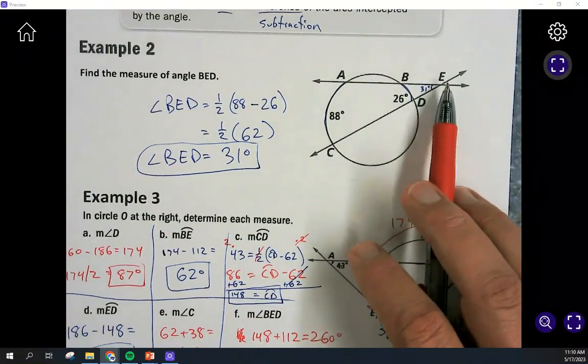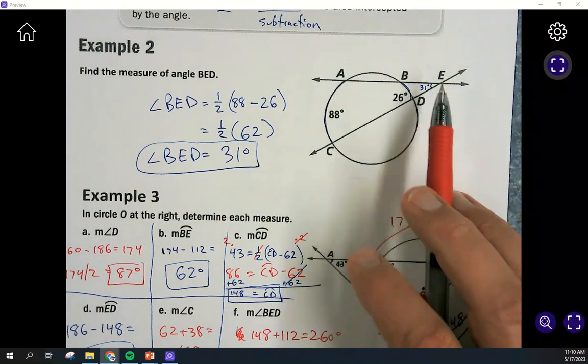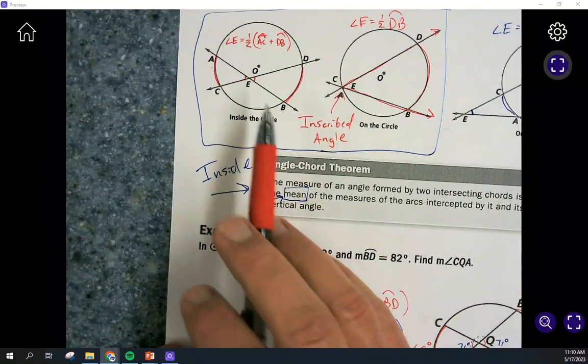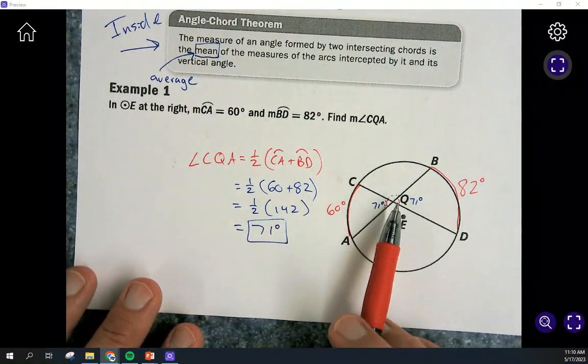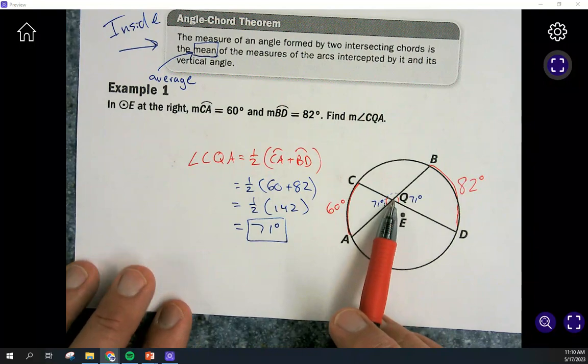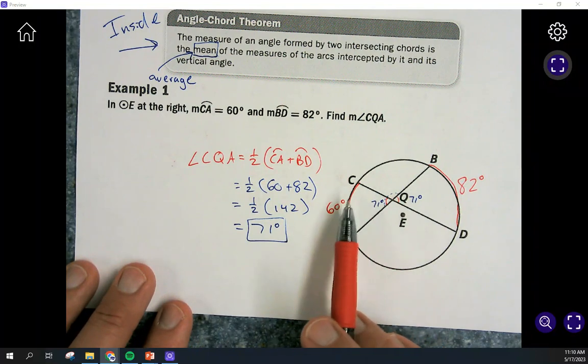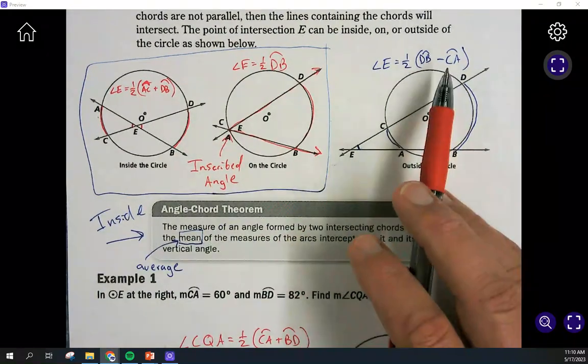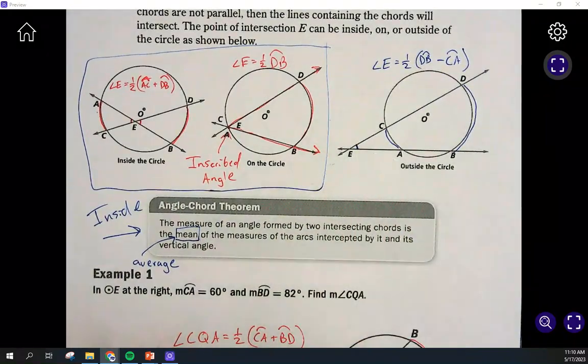If we have an angle on the outside, that angle is half the size of the two arcs subtracted. And if we have two lines intersecting on the inside, that angle is going to be half the size of the two arcs added. So we're adding and taking half when it's on the inside, subtracting and taking half when that angle's on the outside.